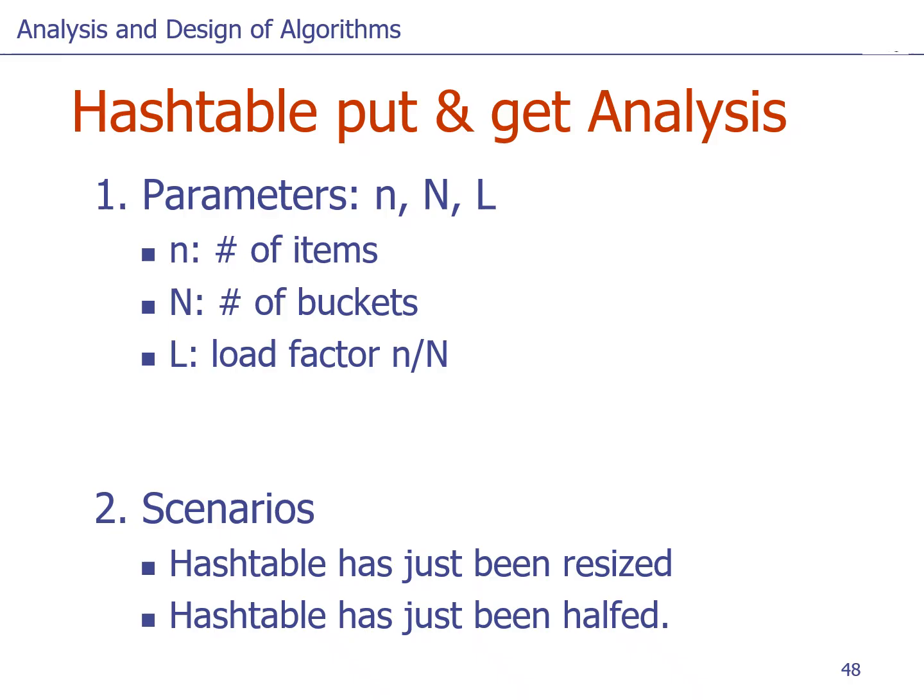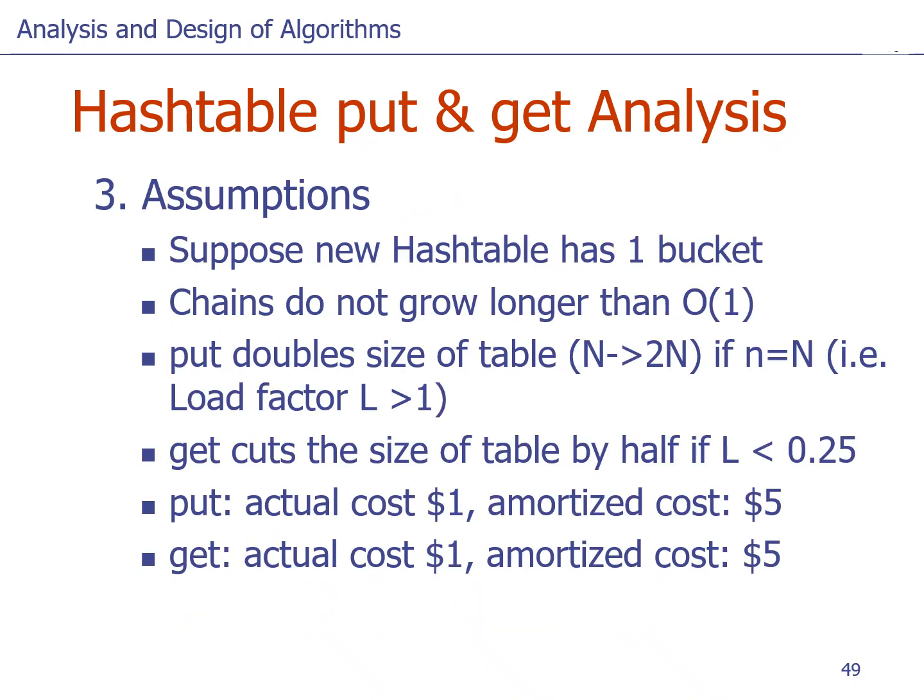The parameters: hash tables have established parameters, small n is the number of entries, big N is the number of buckets, and L is the load factor. The critical scenarios I'm going to analyze: the hash table has just been resized, or the hash table has just been halved. Assumptions: I will try to simplify my model, so I will suppose that the hash table starts with one bucket.